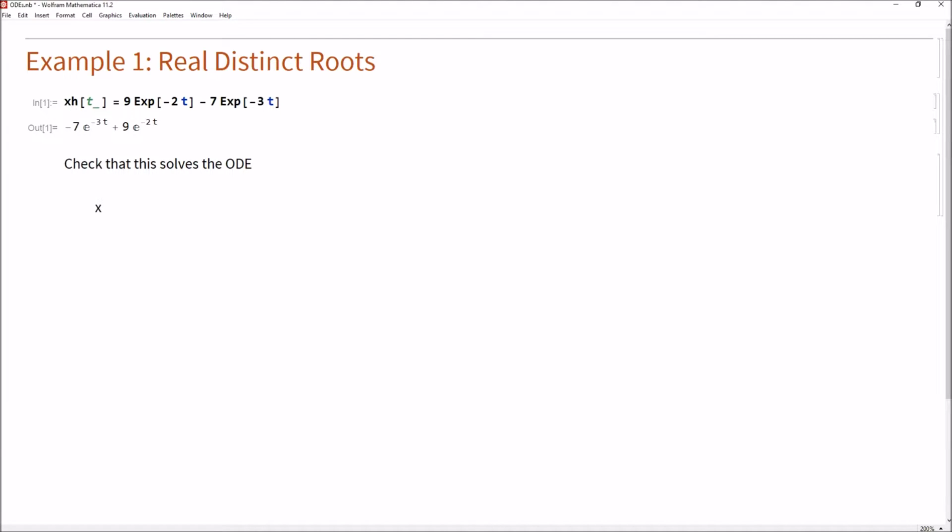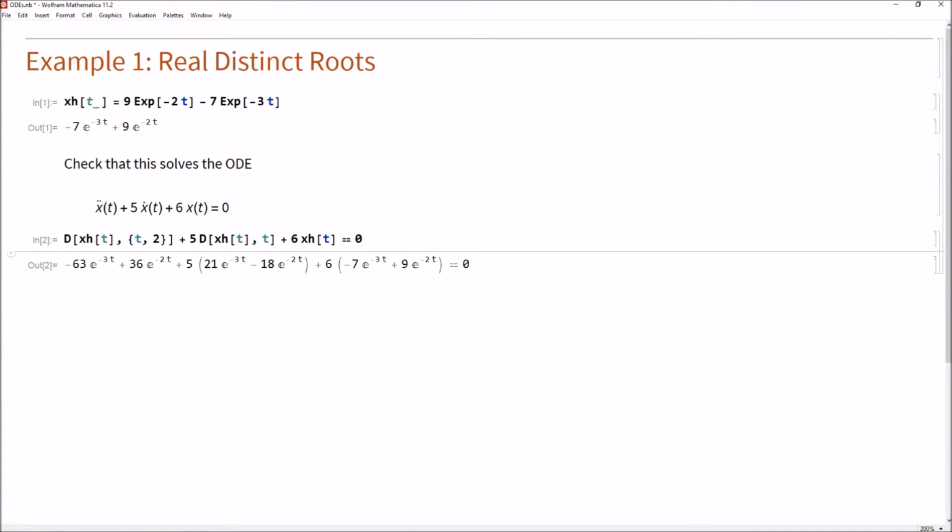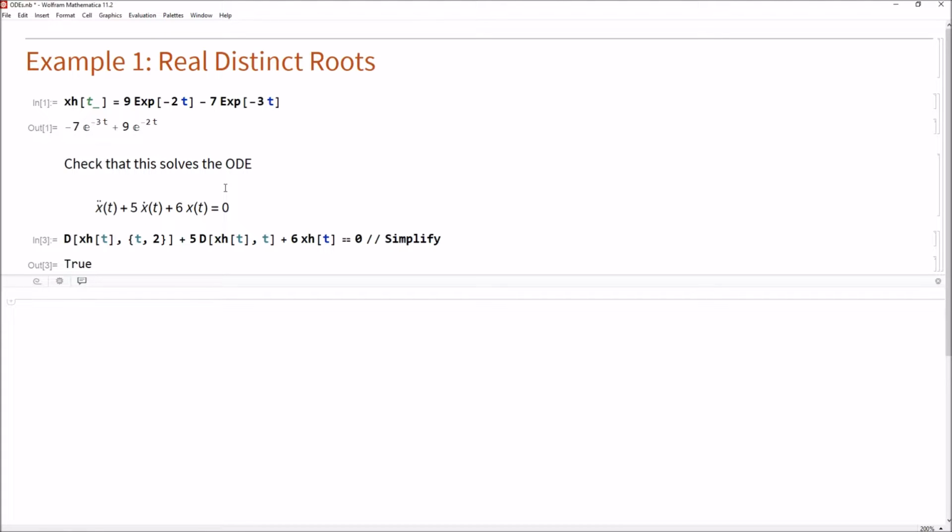Remember, the original ODE said that we're looking for x double dot of t plus 5, whoops, so that should be a plus sign, plus 5x dot of t plus 6x of t has got to equal 0. So we've got to check to make sure that's true. So let's get the second derivative of this first. Here's the function, and I want to take its derivative with respect to t twice, and then add that to 5 times the first derivative of the function, x h of t with respect to t once, so there's our x dot term, and then finally plus 6 x h of t. And this whole thing at the end of the day better equal 0. So I'll say double equals 0, shift enter. Well, that didn't look quite right, so let's tell it to simplify this and combine terms, and there you go. Now this thing is true, so we see it does satisfy the ODE.